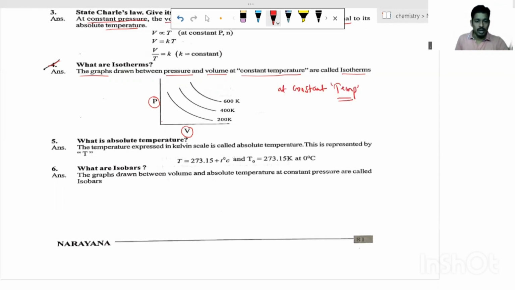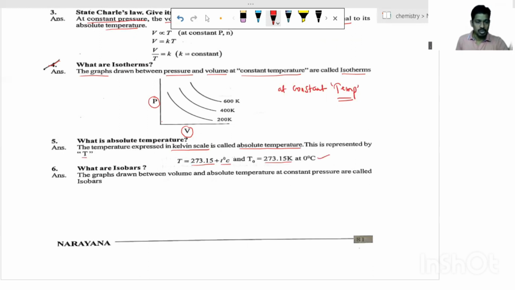Next, what is absolute temperature? The temperature expressed in Kelvin scale is called absolute temperature. So this is represented by capital T. Capital T is equal to 273.15 plus t degrees centigrade. And T naught is equal to 273.15 Kelvin. This is at 0 degrees centigrade.